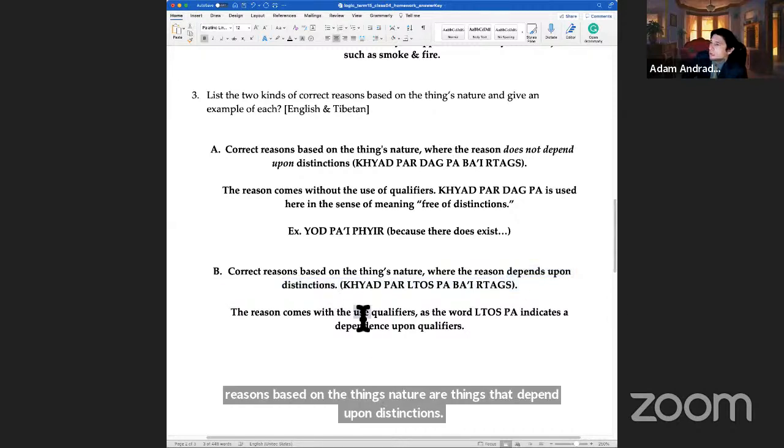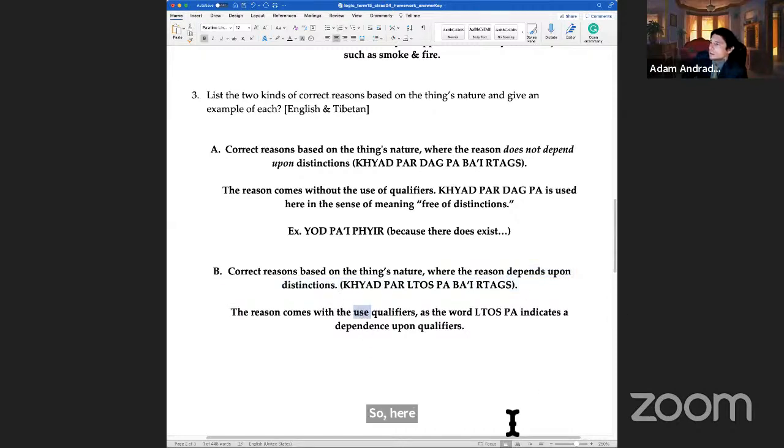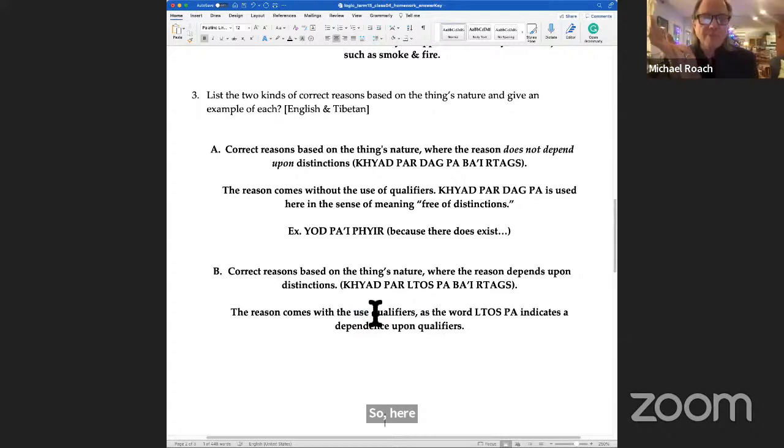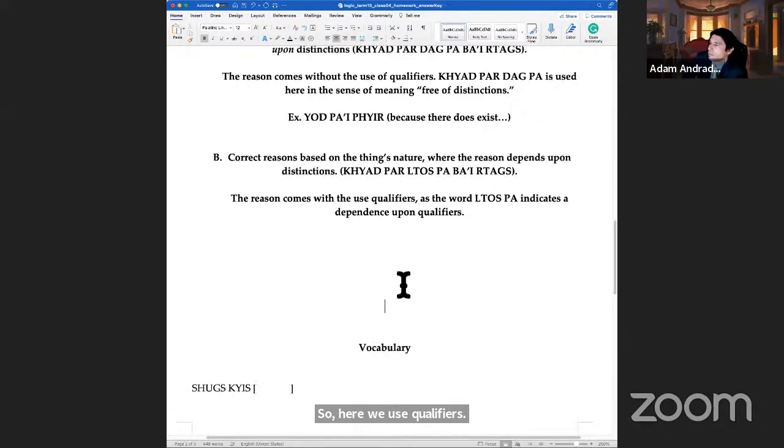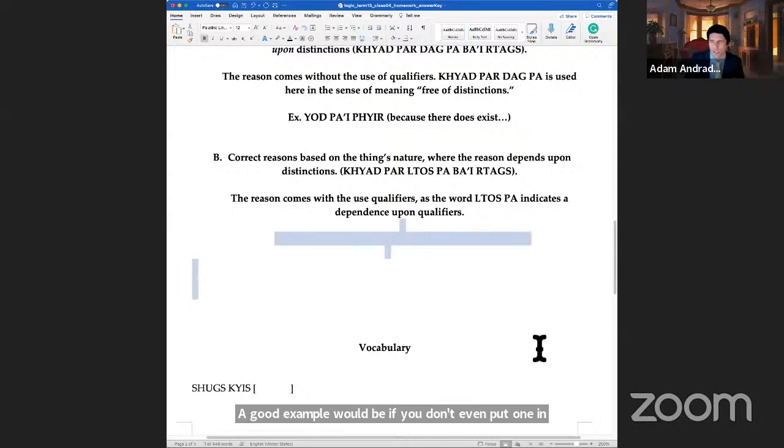So here we use qualifiers. A good example would be, let's see, did I even put one in here? I think the one from the text was, I had it in here. I don't think I put it in though. It's in the page here.